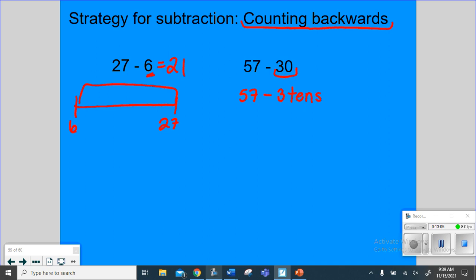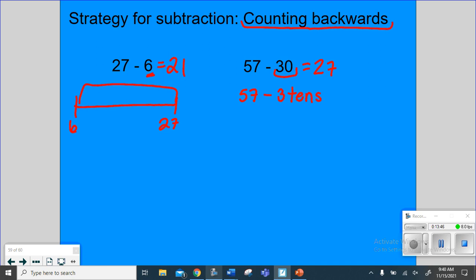So let's count backwards, Brayden, by 10s. A little bit trickier. Ready? 57, 47, 37, 27. Yeah? So we can count backwards in groups of 1s. We can count backwards in groups of 10s. We can count backwards in groups of 5s. Any friendly number, you can pretty much count backwards. If you can count forwards, you can count backwards.